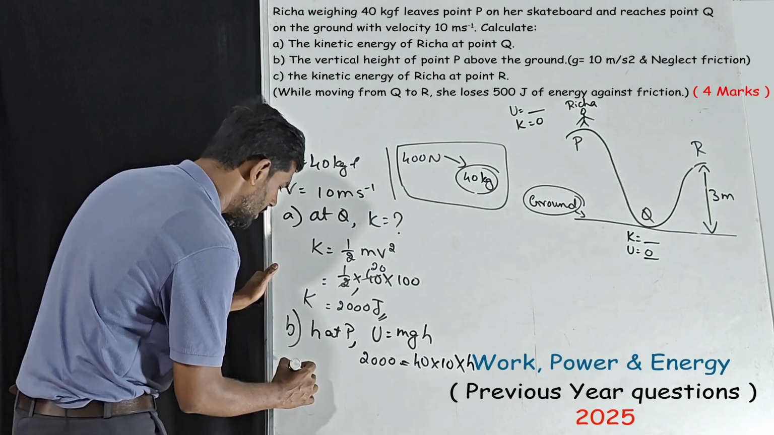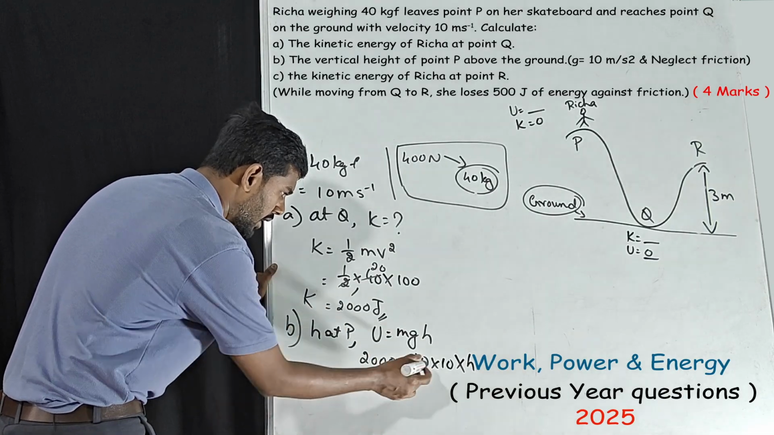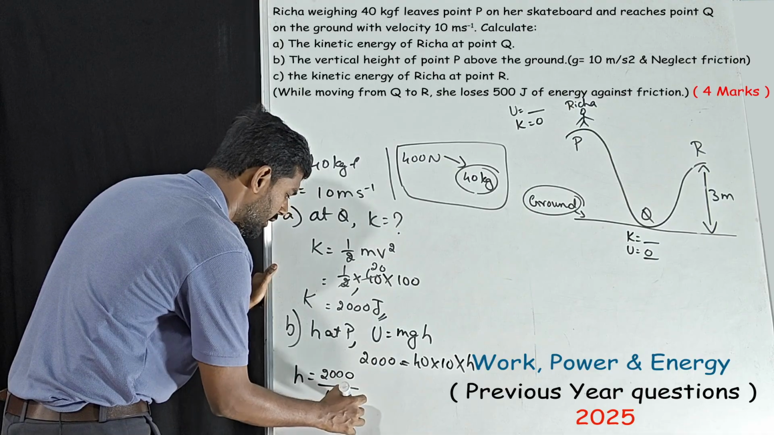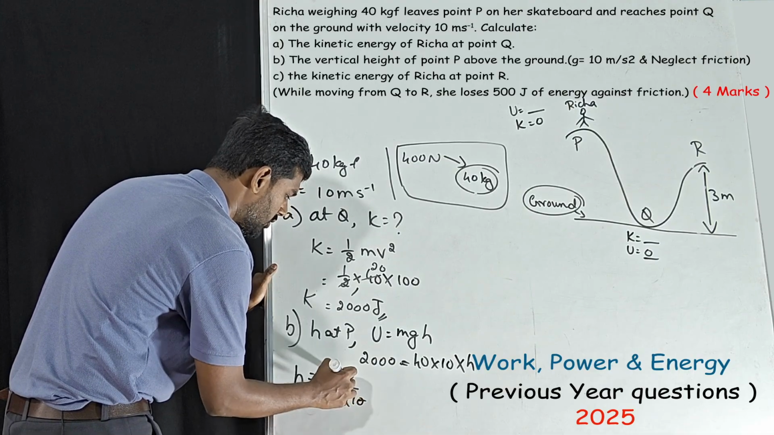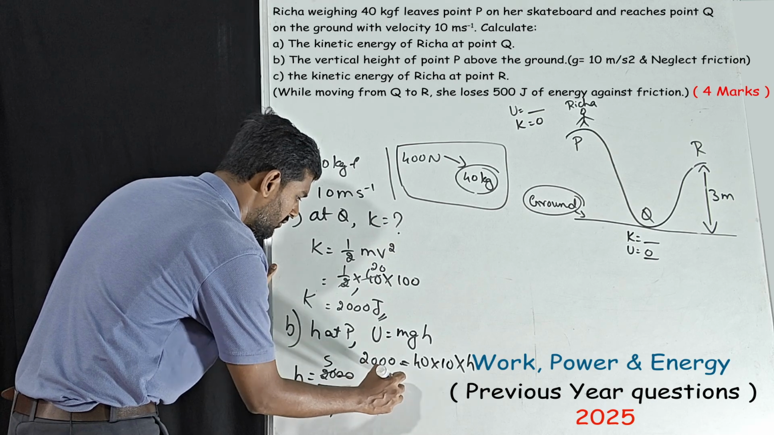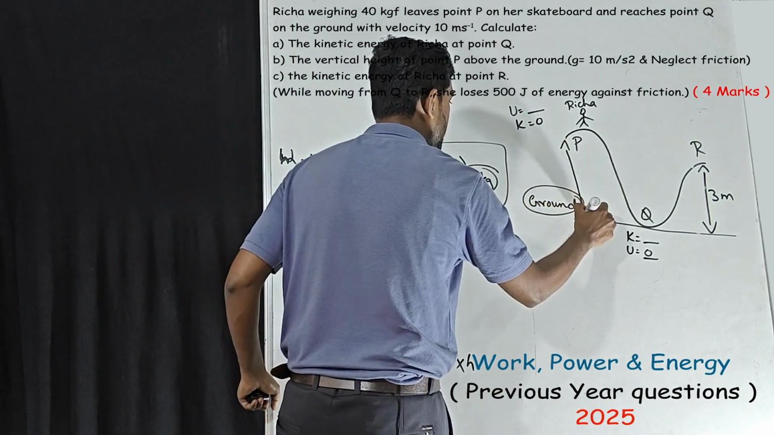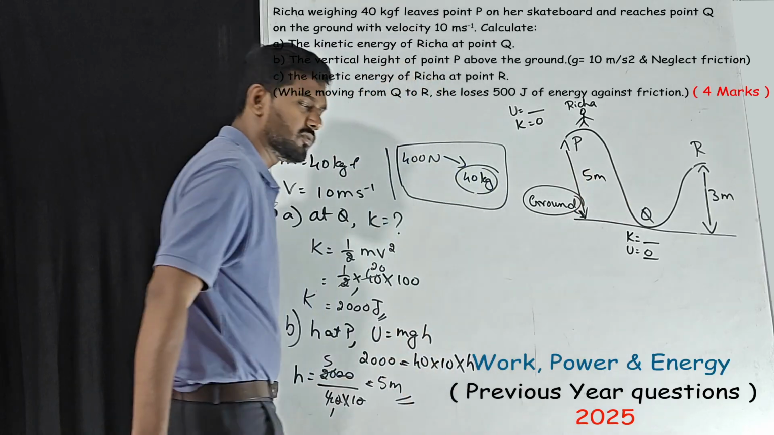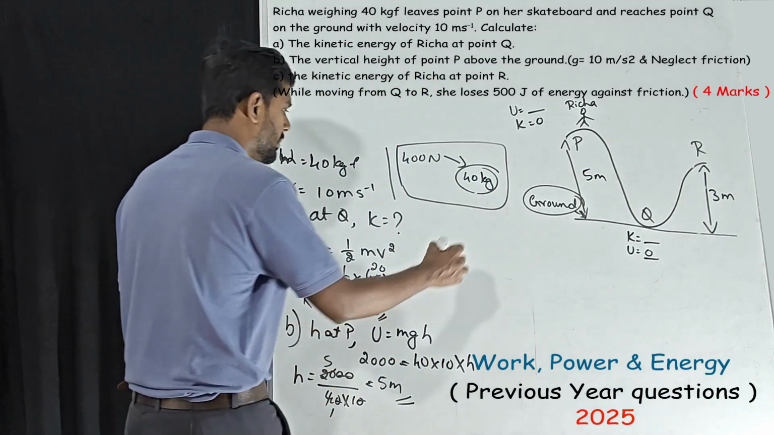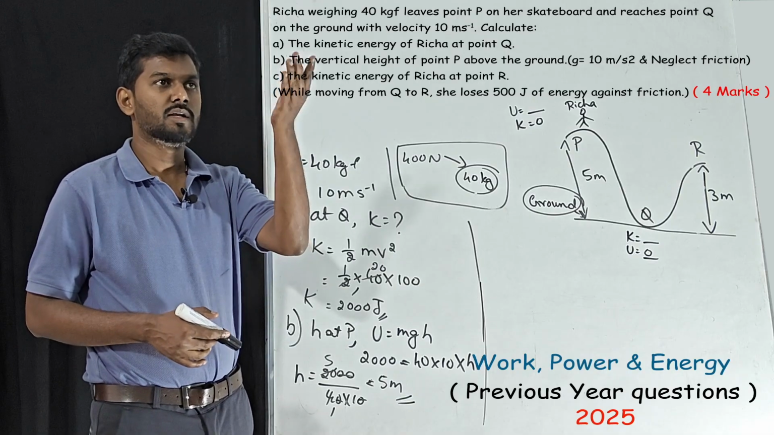So here h is equal to 2000 divided by 40 and 10. 40 and 10, 1 0 1 0, 2 zeros, 4 fives are 20, so that is nothing but 5 meter. So this height is 5 meter. That is what we found just now. That is sub question B. Now we'll move on to question C, sub question C.